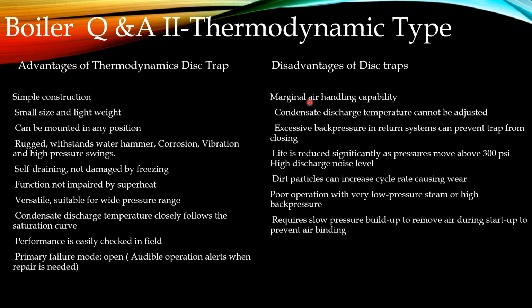The disadvantage is marginal air handling capability. It cannot handle more air at the initial startup. Condensate discharge temperature cannot be adjusted. Condensate temperature cannot be adjusted in this trap. Excessive back pressure in the return system can prevent the trap from closing. Back pressure is more means that the condensate valve going to the condensate main header closes. Back pressure acts, then the trap will not close. It will prevent closing.